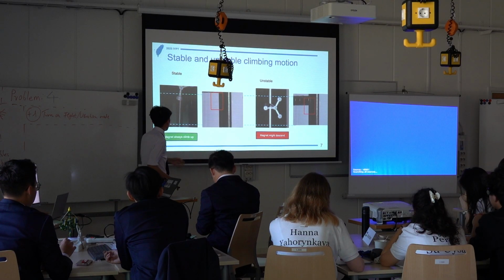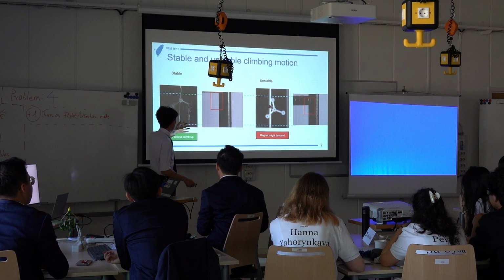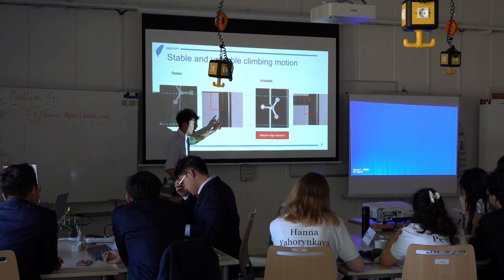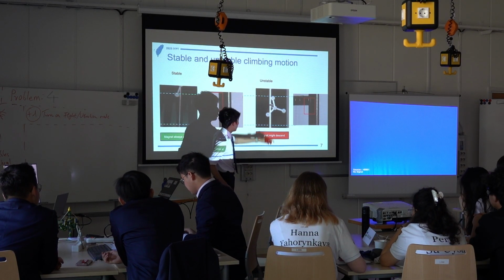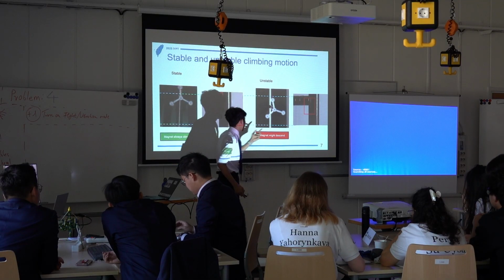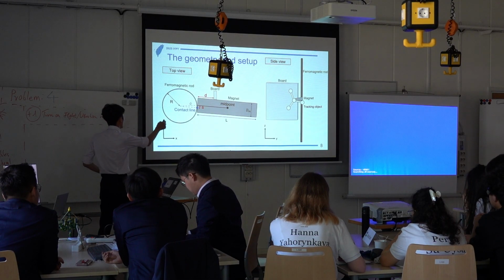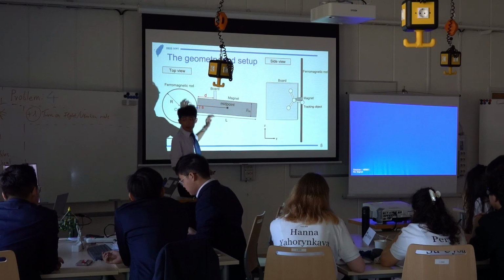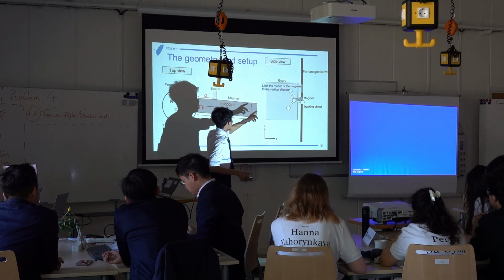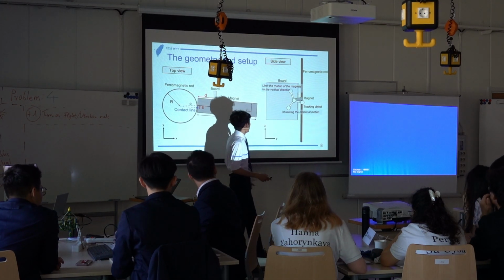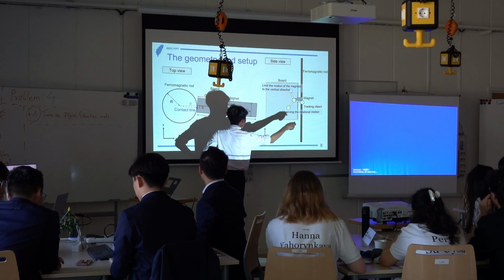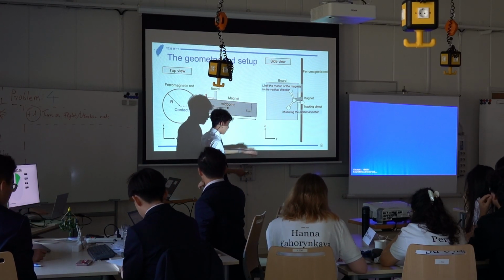You can also see from the side view that for the stable part, the magnet always has a magnetic line of contact. However, for the unstable part, sometimes it will become a magnetic point instead of a line. And here is the geometry and the setup. For the geometry, you can see that we use the rod to limit the motion of the magnet to a vertical direction, and we also observe the rotational motion for the assembly.